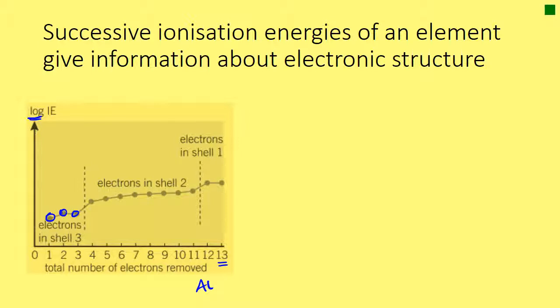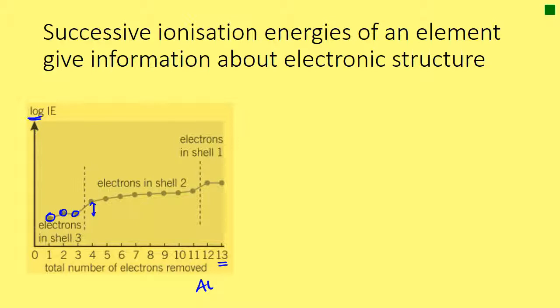But then there's quite a jump here, isn't there? There's quite a jump from third to fourth. Why is that? That's because the next electron that we're going to remove, the 4th electron, is actually coming out of shell 2, and so that's a lot closer to the nucleus. The nuclear charge is still the same. We're not changing the number of protons in the nucleus. So a lot more energy is required to extract that 4th electron.